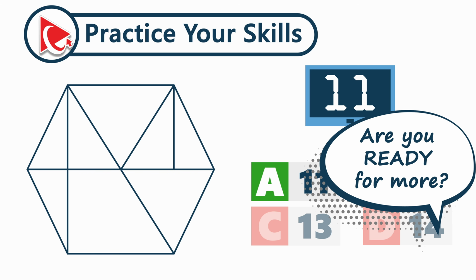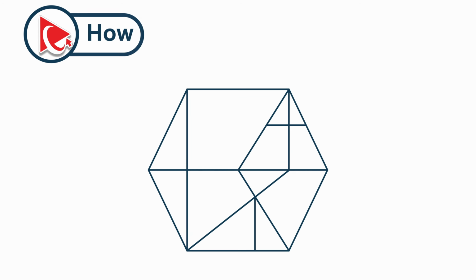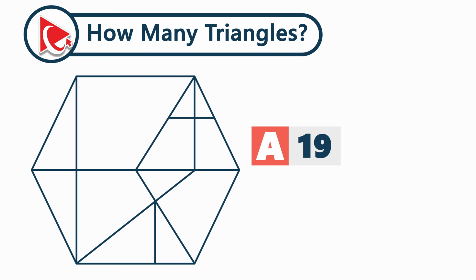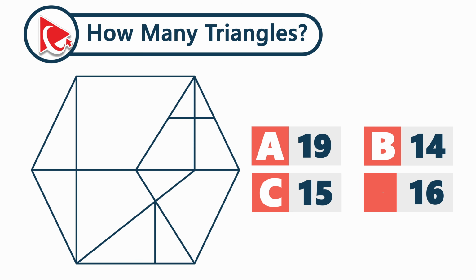Try this question to see how you would do. You're presented with an amazingly cool looking hexagon, and your goal is to count all triangles you see in this shape. Let me show you 3 triangles here in this shape to make sure you're not confused. Here's 1, 2, and 3. Your choices for the answers are choice A, 19, choice B, 14, choice C, 15, and choice D, 16.